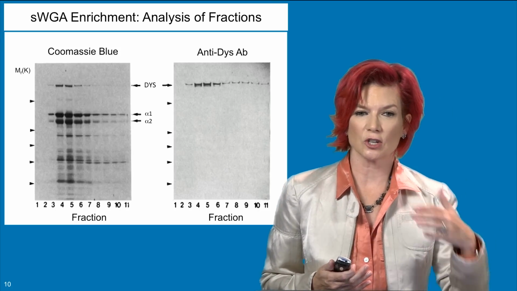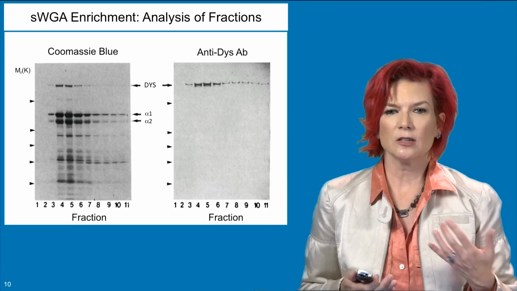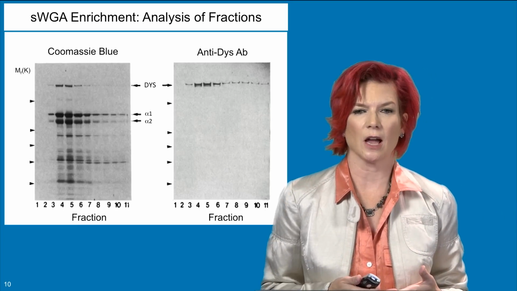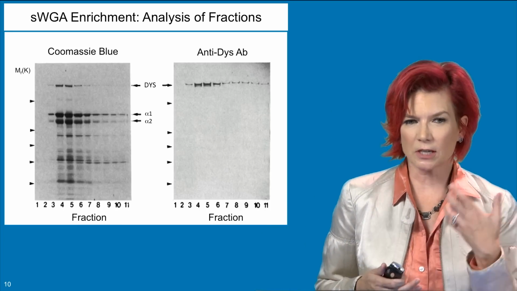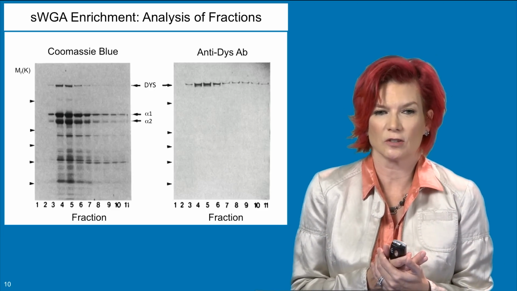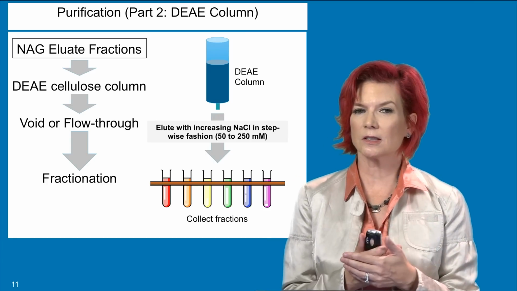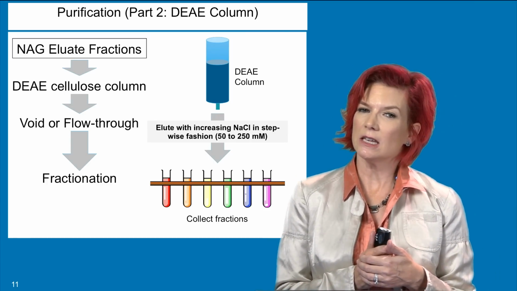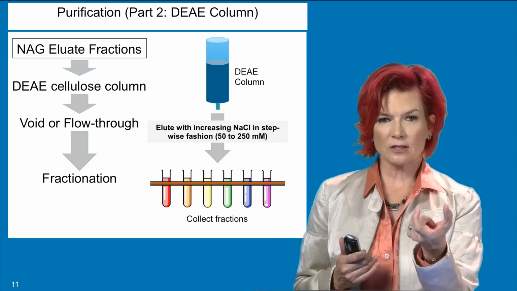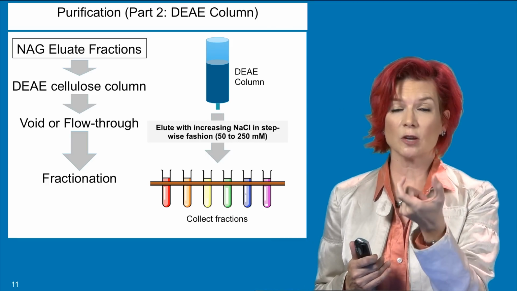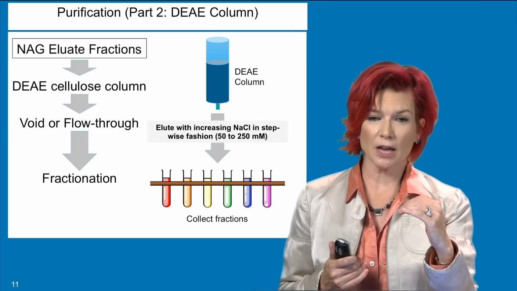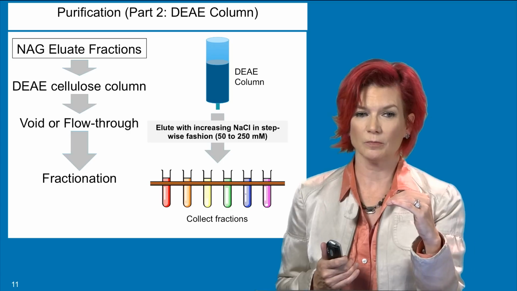So this first purification got rid of a lot of proteins. It got rid of nebulin and myosin and other cytoskeletal proteins that are part of the contractile apparatus, but it did not separate out the calcium channels from dystrophin because they are found in identical fractions, as you can see here. So the next step of the purification is a DEAE anion exchange column. In this step of the purification, the fractions that contained dystrophin, those SWGA eluate fractions, are collected and loaded and applied to a DEAE anion exchange column.